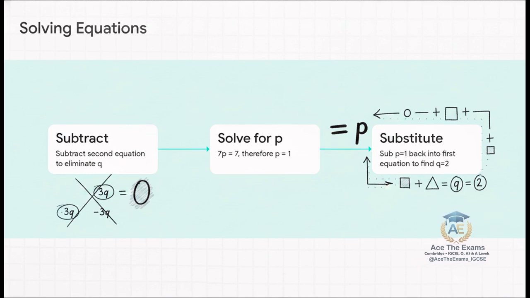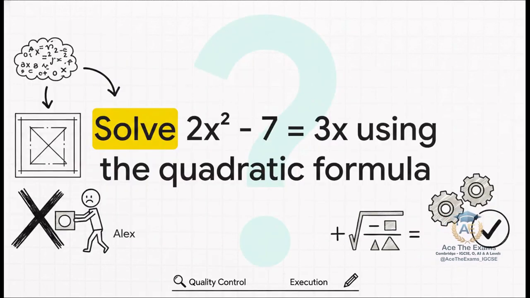Absolute perfection. Now moving on to quadratics, the absolutely critical takeaway here is to always rearrange your equation into the standard form of ax squared plus bx plus c equals 0 before you even think about applying your formula blueprint. This is an absolute non-negotiable rule of mathematics.